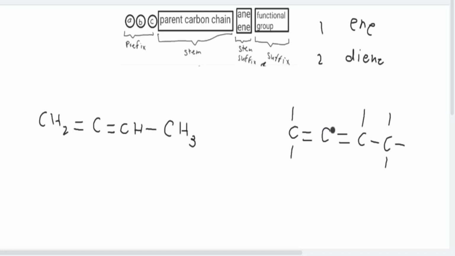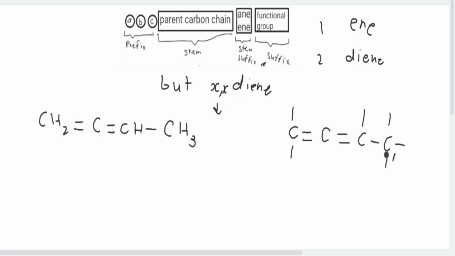Since there are 2 double bonds, the stem suffix would be diene, since two double bonds refers to diene. I have 4 carbon atoms, so this would be but. And since there are 2 double bonds, I will have 2 numbers or digits before I write my diene. Now, what would be these 2 digits? I have to make sure these 2 digits are as low as possible.